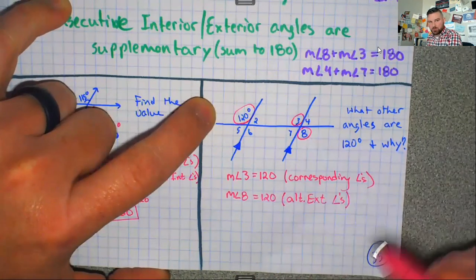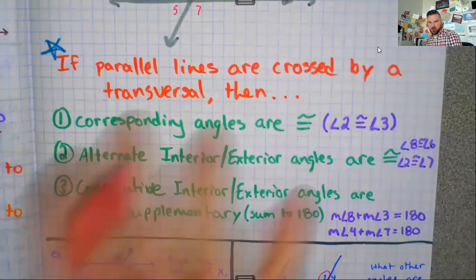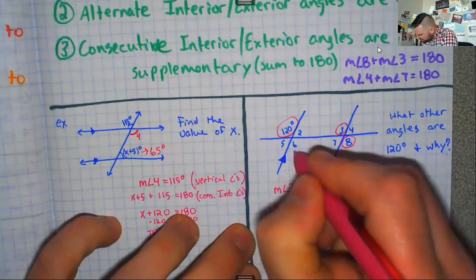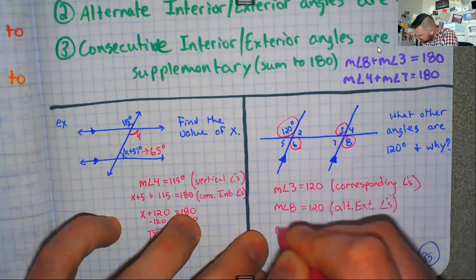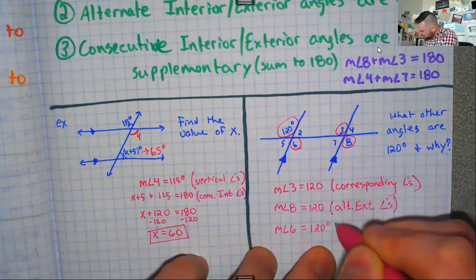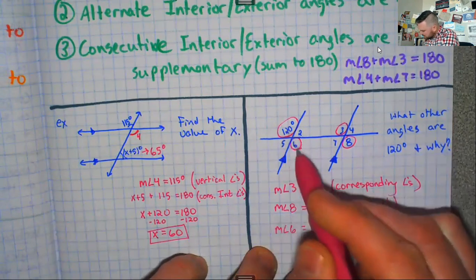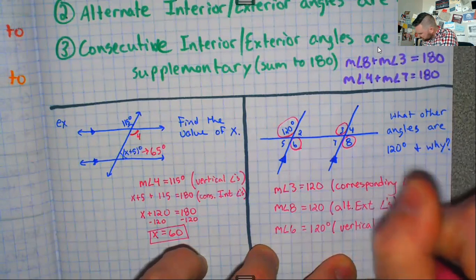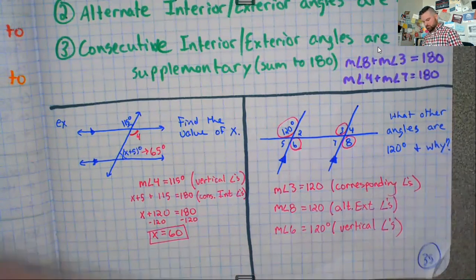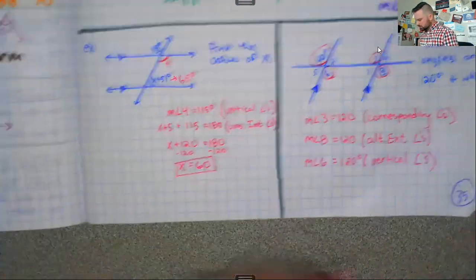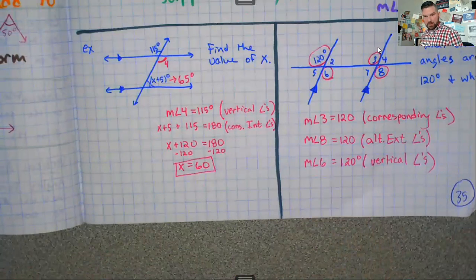And the last one actually isn't up here on this page. It was on a previous page, and it would be angle 6. So the measure of angle 6 equals 120 degrees because 120 and 6 are vertical angles. And that was back on page 33 at the very bottom. So don't forget about the vertical angles.